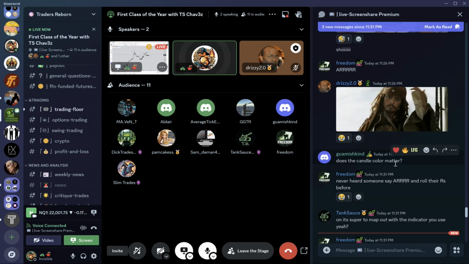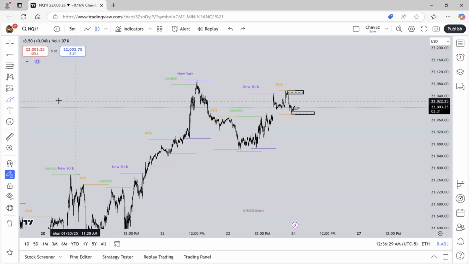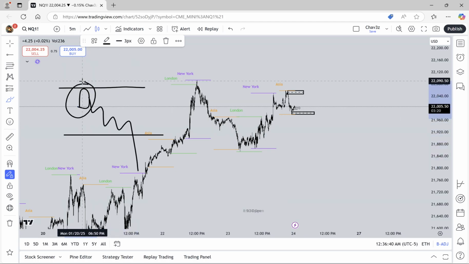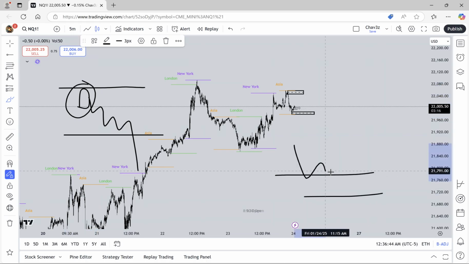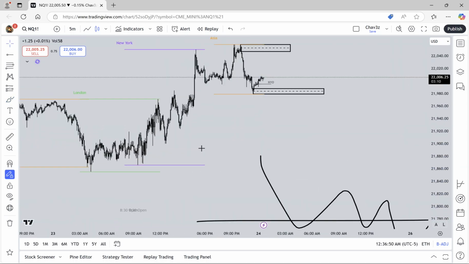So the candle color, Guam, it does matter, right? When we're coming from an uptrend and we're looking for our high to be created, we want this candle to be an up close before we start trickling down. This we want to be an up close. And when we have our low and we're coming down to our low, we want this to be a down close. So my up closes are light blue and my down closes are black, right?